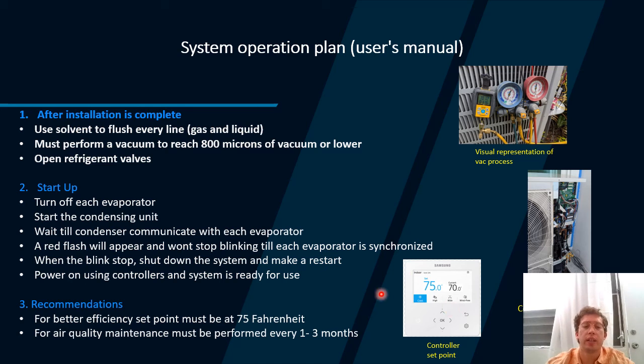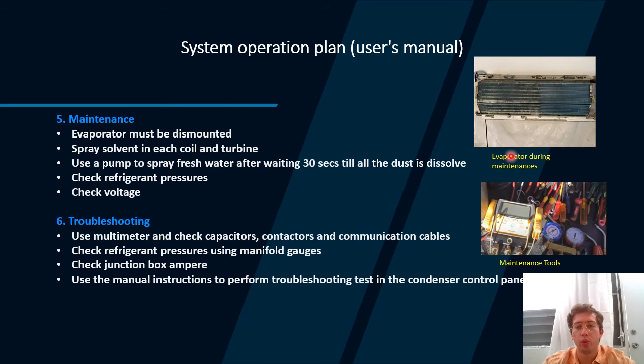Another recommendation is to give maintenance every one or three months, depending on the use and the people that are coming inside and outside the office. For the maintenance, you need to open the evaporator unit like this. It will look like this. You need to spray the solvent and let it rest for 30 seconds to 1 minute so the solvent dilutes all the dust. After that, you can go with a hose or with a pump machine and spray off the solvent and the dust, and it will look like this part. This is the dirty side and this is the clean side. Also, the turbine needs to be cleaned.